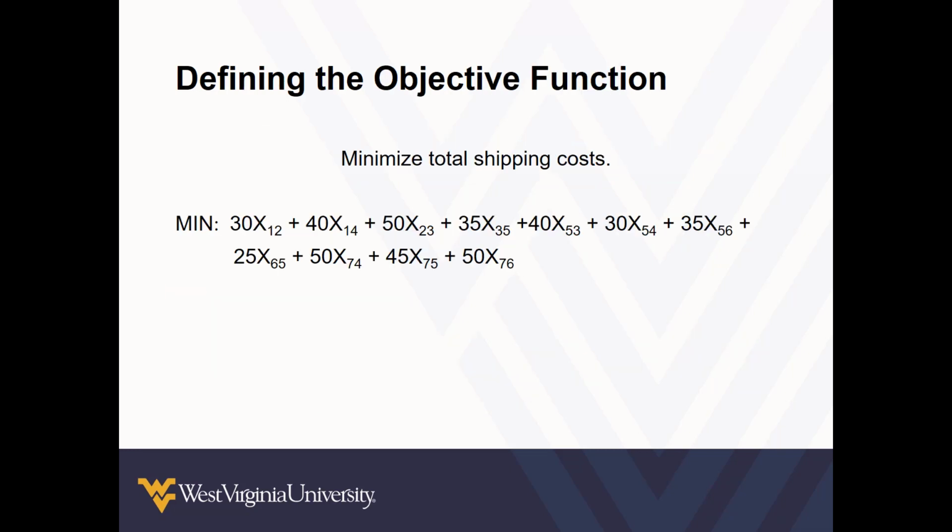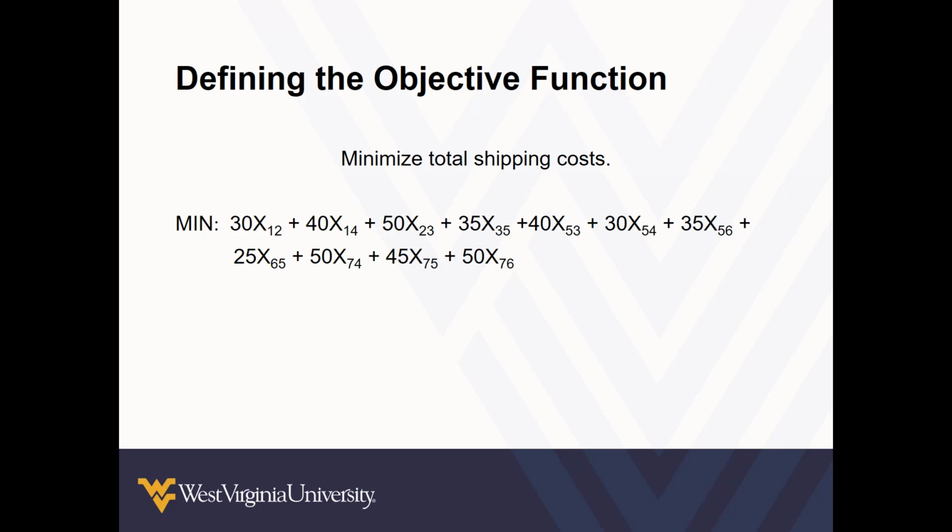So our objective here is to minimize the total shipping costs. The Bavarian Motor Company wants to get their vehicles to market, but it wants to do it as efficiently as possible. So while many problems we've worked with so far have involved maximizing profits, in this scenario we want to minimize our shipping costs. And we express this mathematically with the equation that you see.